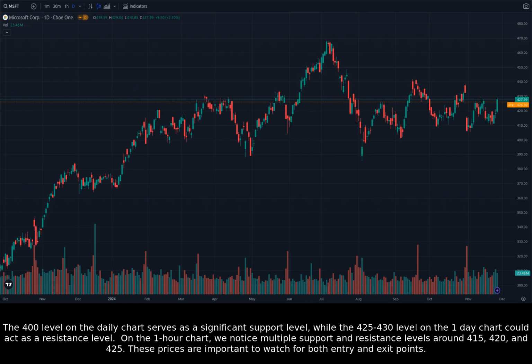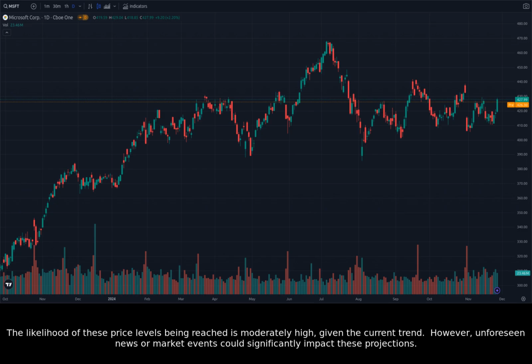On the one-hour chart, we notice multiple support and resistance levels around 415, 420, and 425. These prices are important to watch for both entry and exit points. The likelihood of these price levels being reached is moderately high, given the current trend. However, unforeseen news or market events could significantly impact these projections.